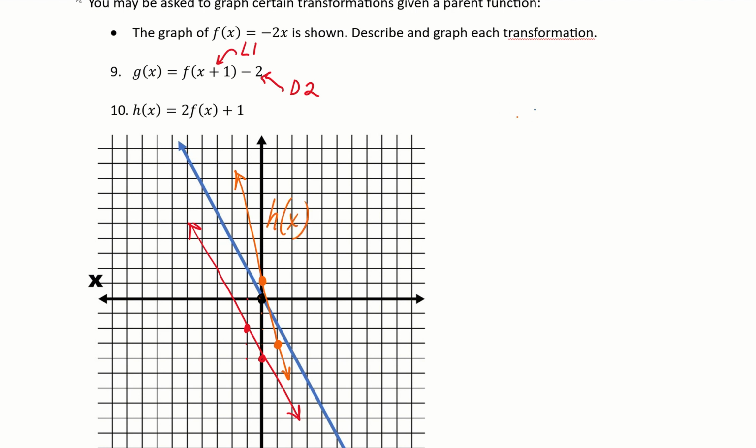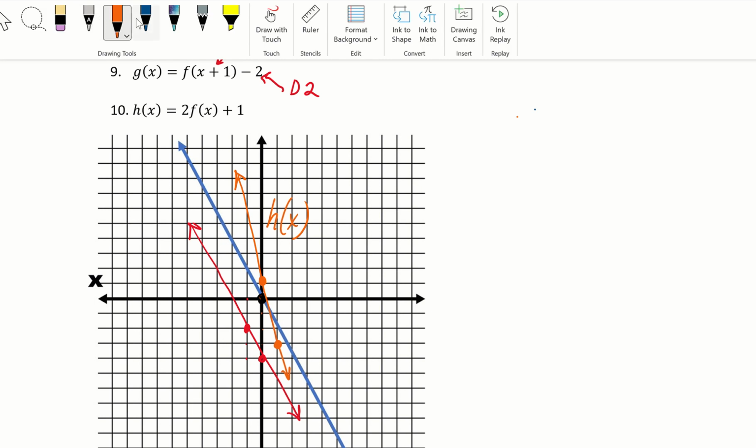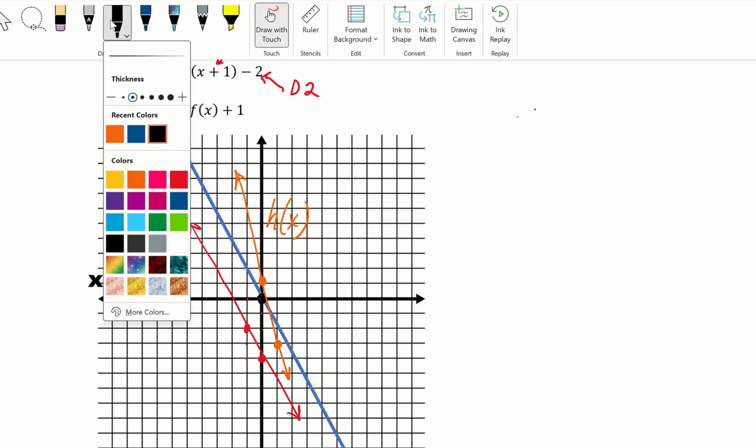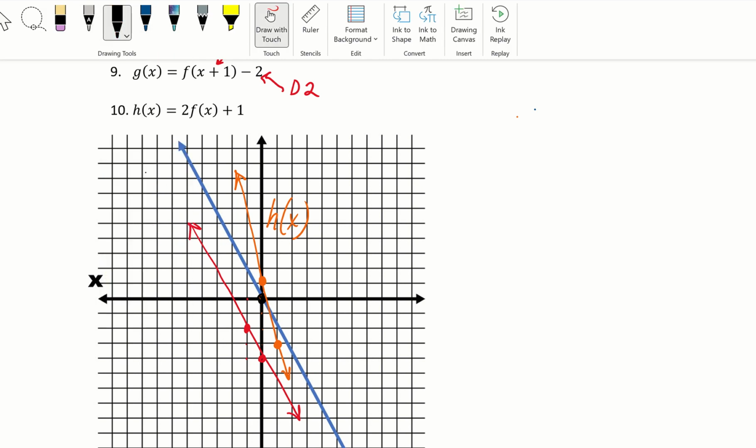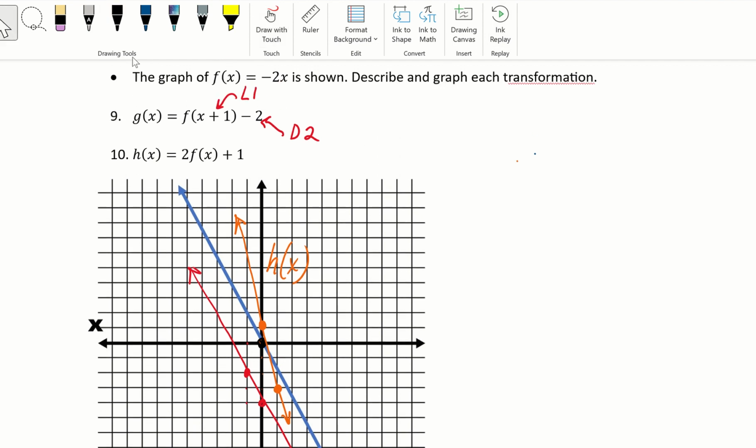The other thing we can do is figure out the equation of our new function. So if I had, did I freeze again? Here we go. f of x is negative 2x. Then I can do f of x plus 1.